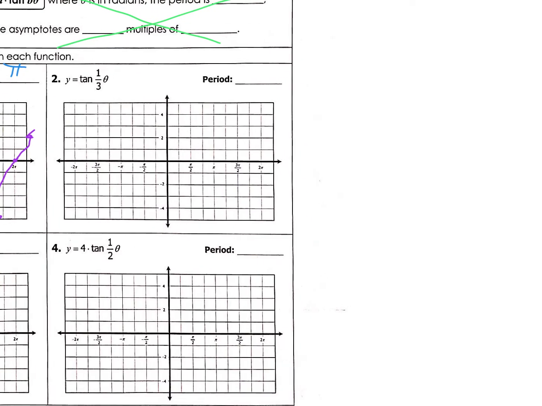So for number 2, to find our period, we are going to take this entire thing right here, whatever's happening to theta. All right, and so we have what I like to call a start and an end.